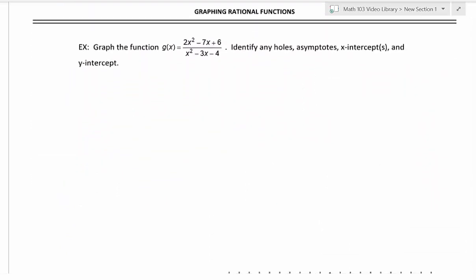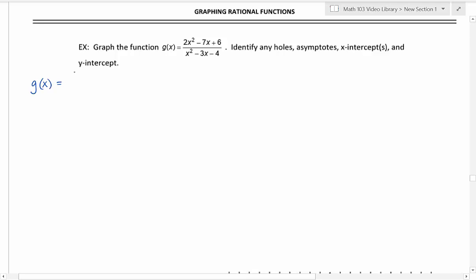So here goes. Let's graph the function g of x equals 2x squared minus 7x plus 6 over x squared minus 3x minus 4. We want to identify any holes, asymptotes, x-intercepts, and y-intercept. We always want to start by seeing if the function can be simplified. So we'll start by factoring g of x.